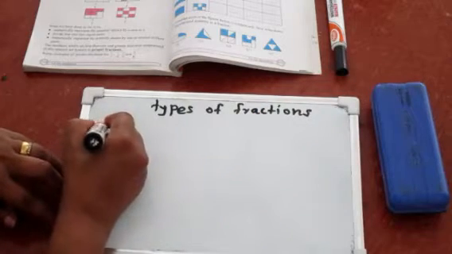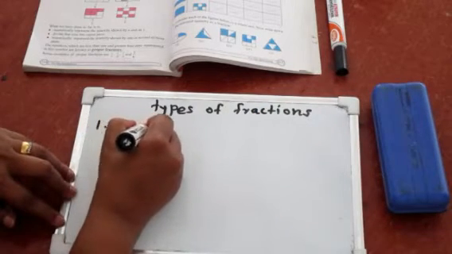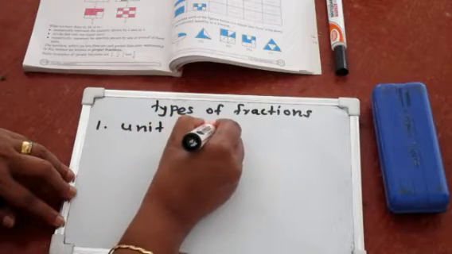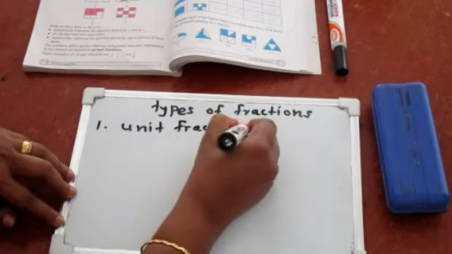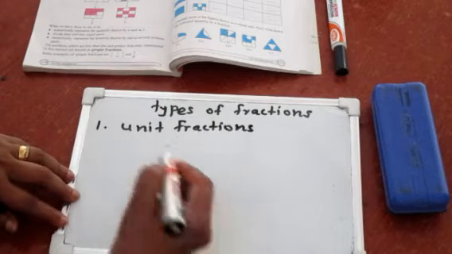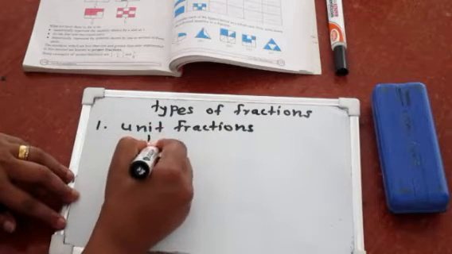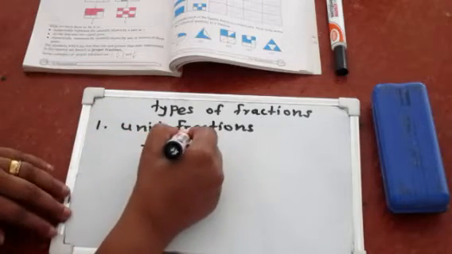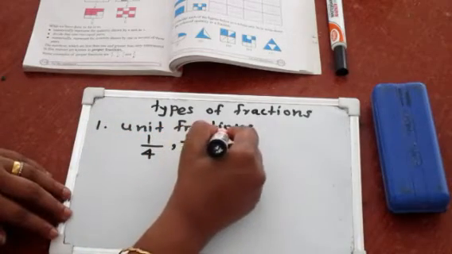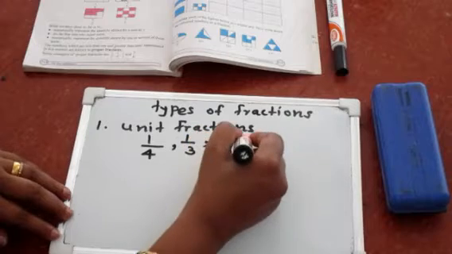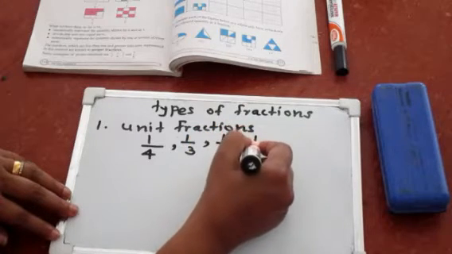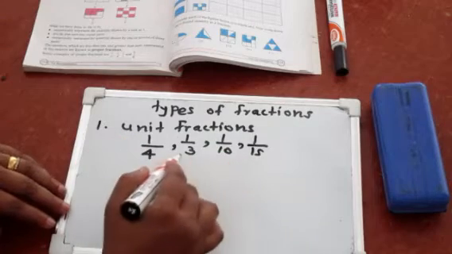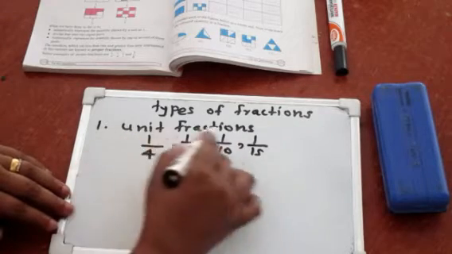The types of fractions. First one, unit fractions. Now the special property of unit fractions: the numerator is always 1. Now see this example, numerator is 1. 1/3, 1/10, 1/15. Now the numerator of all these fractions is 1. So these are called unit fractions.